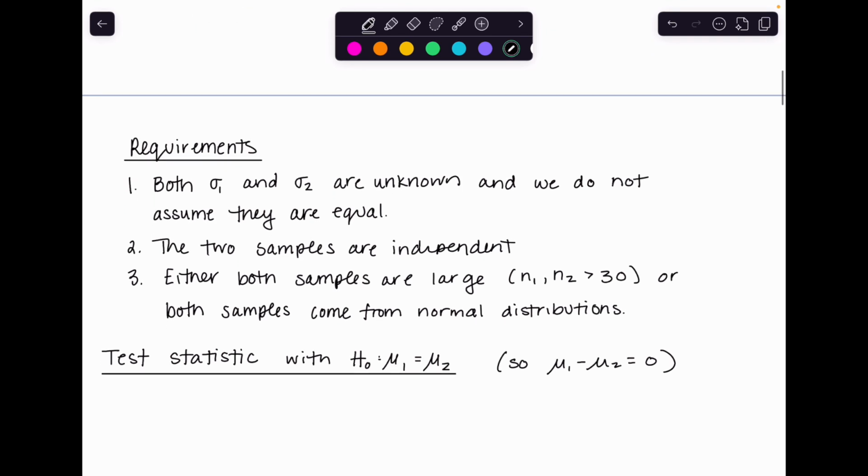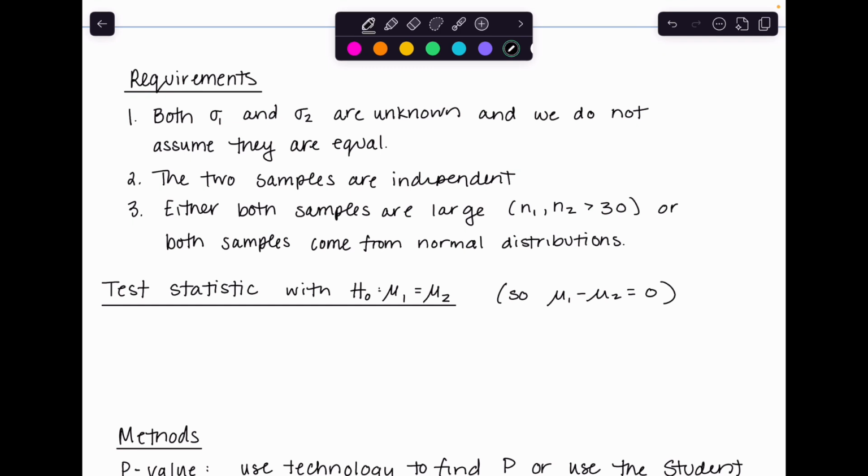So here we're going to look at a null hypothesis being that the means are equal. In this way, their difference is going to be 0. So same thing as before with proportions. The only difference is you still can test whether one mean is greater than the other, but your null hypothesis is that these two are going to be equal.